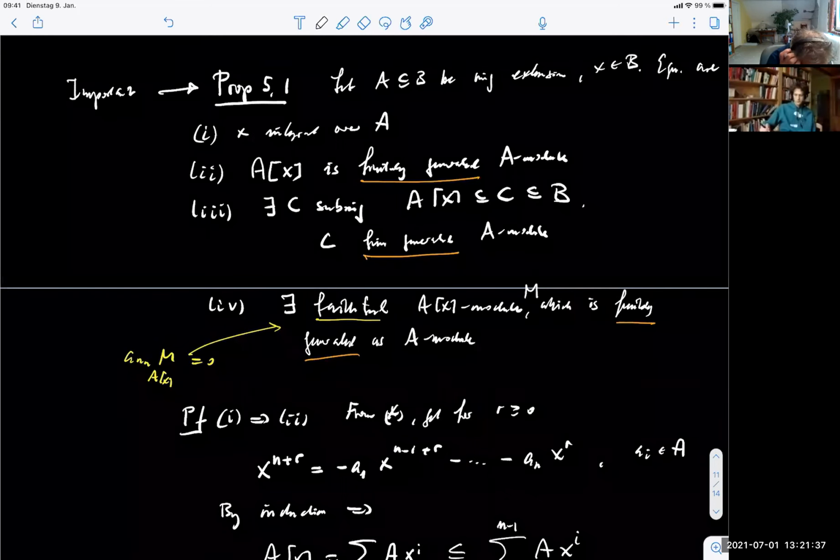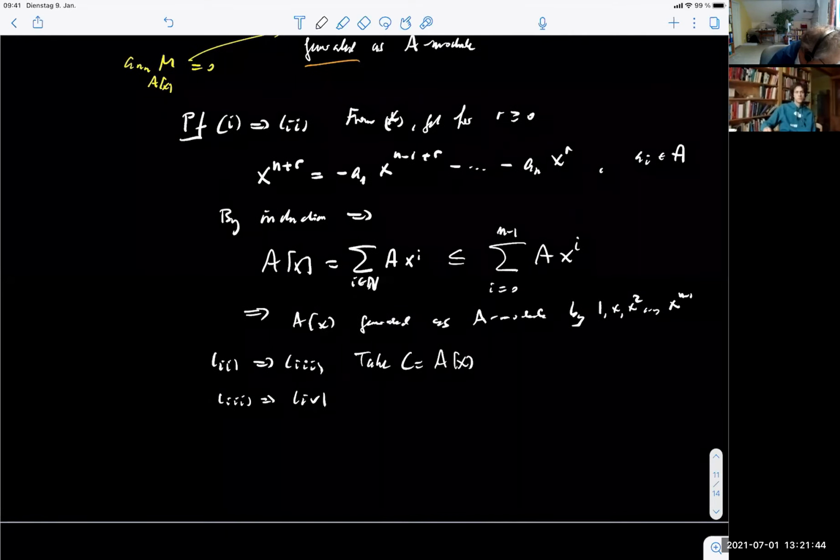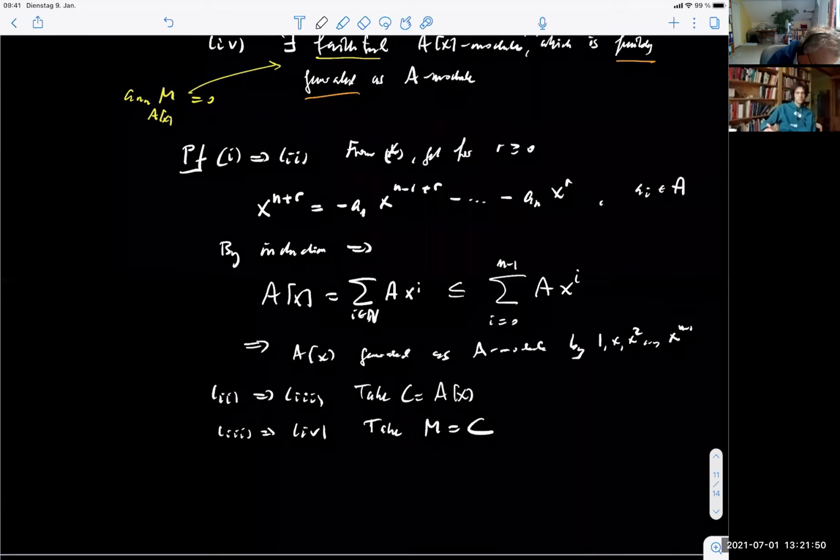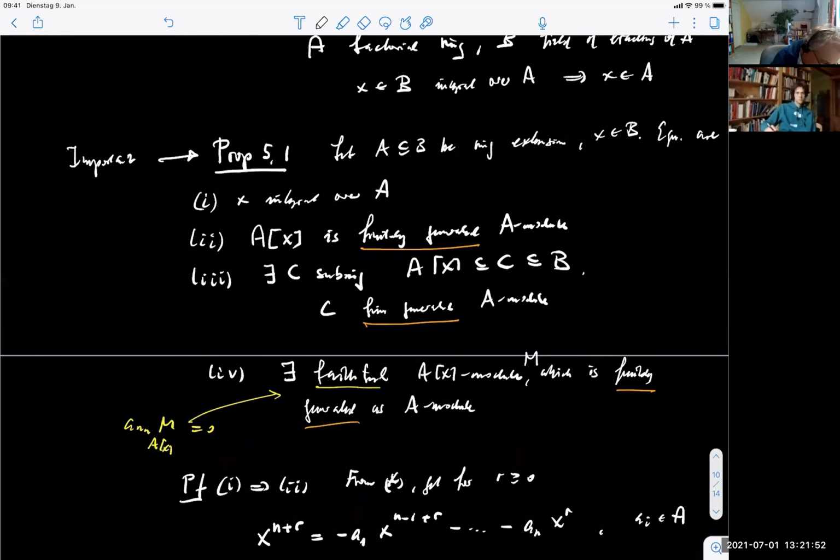So what can we take? Which is finitely generated, the same module. If we take for M, we just take C. There is no surprise. So take M equals C. Okay. So C, again, C contains AX as a subring, so I can view it as an AX module. And it's finitely generated.